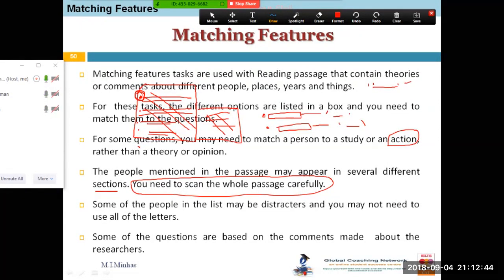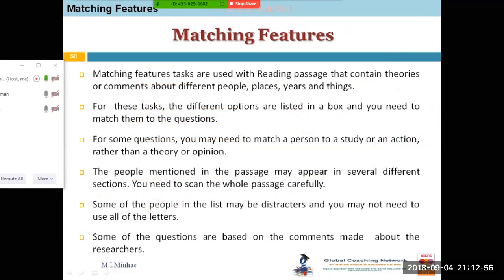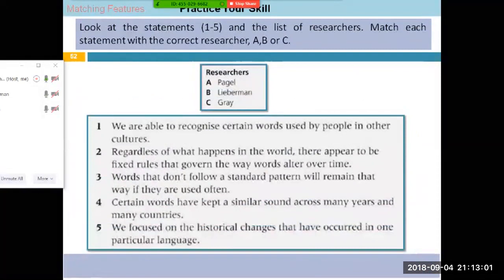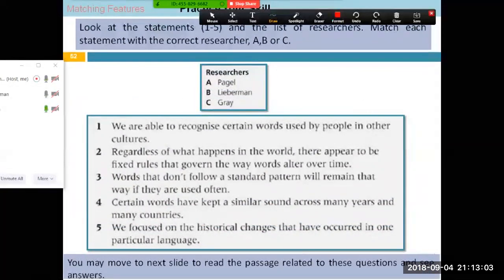Now this is very interesting. Some of the people in the list may be distractors, and you may not need to use all the letters. Now this is a very, very tricky thing. Actually, it really confuses sometimes. Now let me show you one thing here. Let's say there were four people in the passage, and they have given you four names here. D, let's say I call it Abbott. Abbott was another person, and his name was there in the passage, let's say.